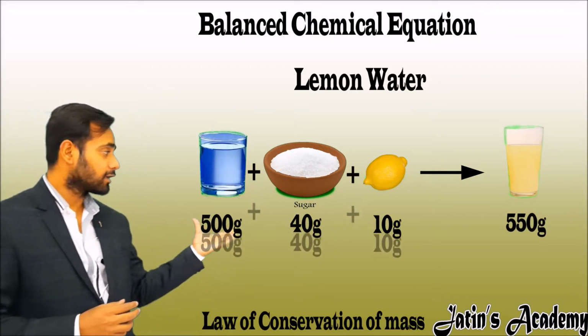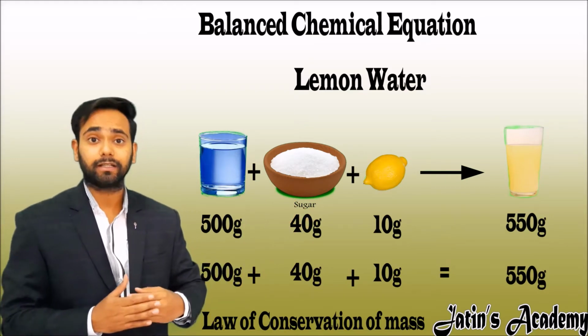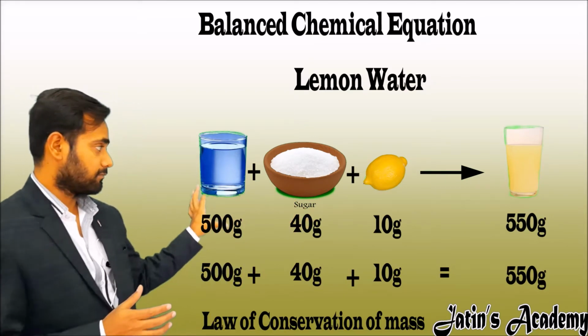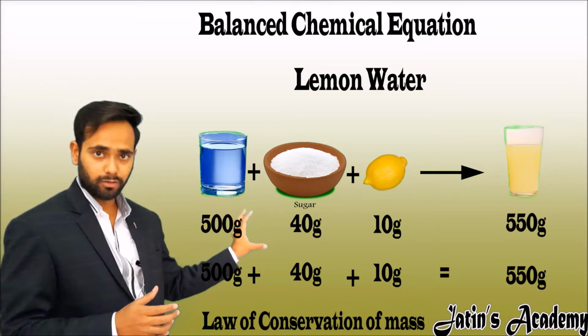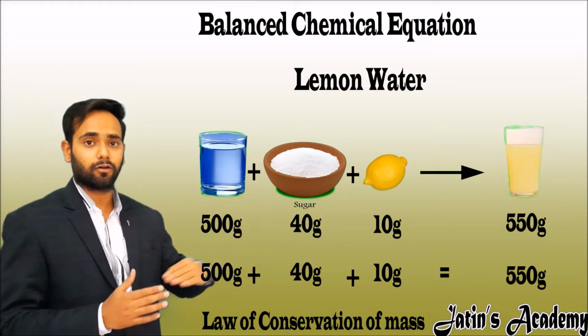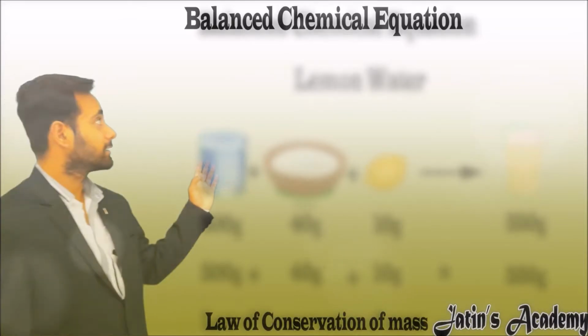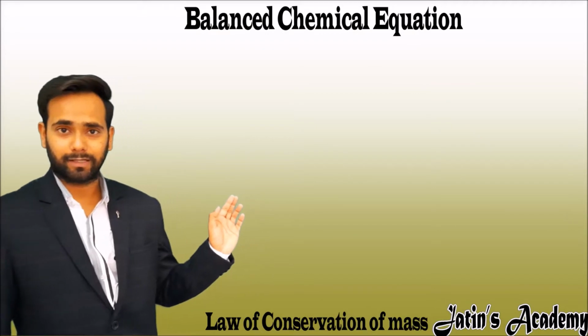We just add the masses of the ingredients to get the mass of the product. It means that the mass is conserved on both the reactant and product side. This shows that it follows the law of conservation of mass. Now apply the same concept on a chemical reaction.